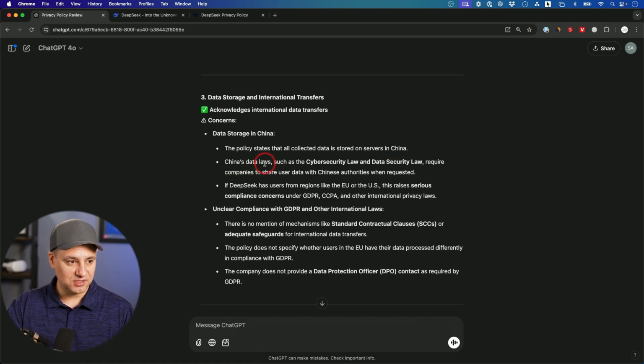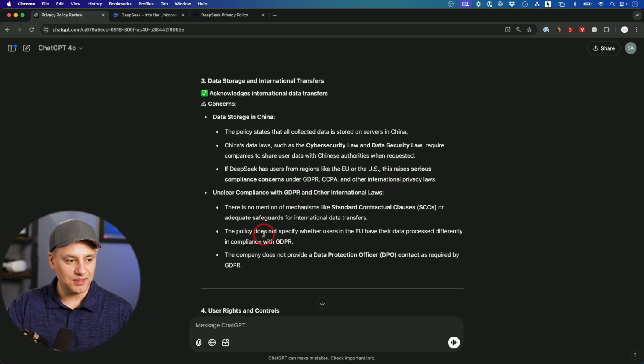But China's data laws, such as the cybersecurity law and data security law, require companies to share user data with the Chinese authorities when requested. So if DeepSeek has their data center in China, the government could at any time ask them to see that information. That's the law that is mentioned here. If DeepSeek has users in regions like the EU and the US, this raises serious compliance issues, especially under things like GDPR and international privacy laws. The privacy policy doesn't say anything about whether users in the EU have their data processed differently in compliance with GDPR. So I'm pretty sure it's not complying with that.